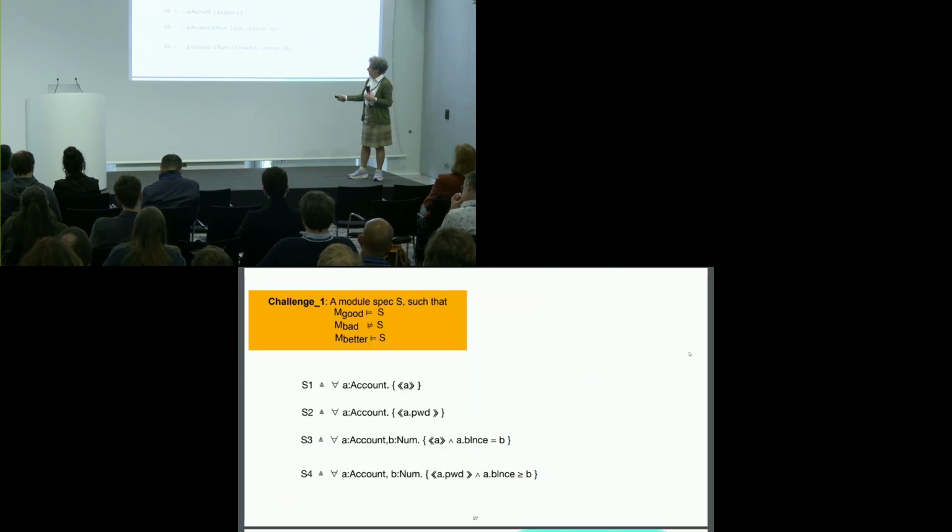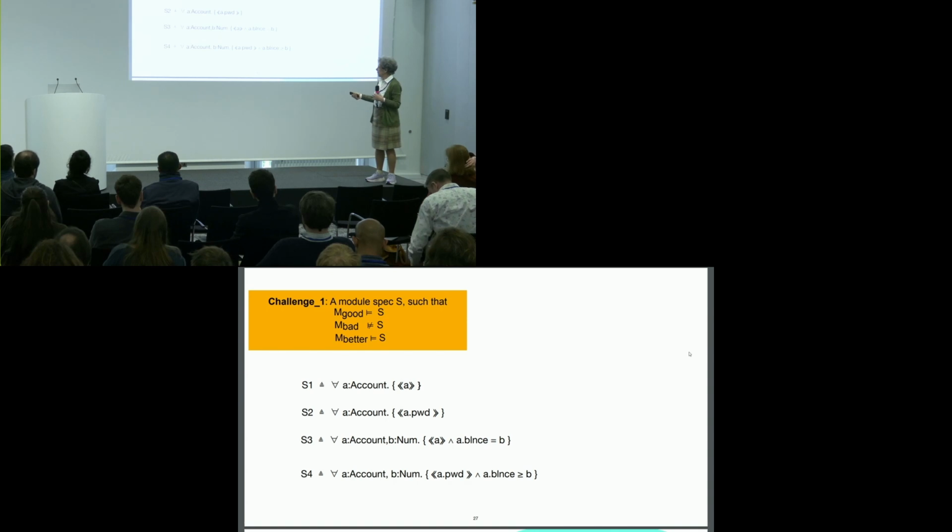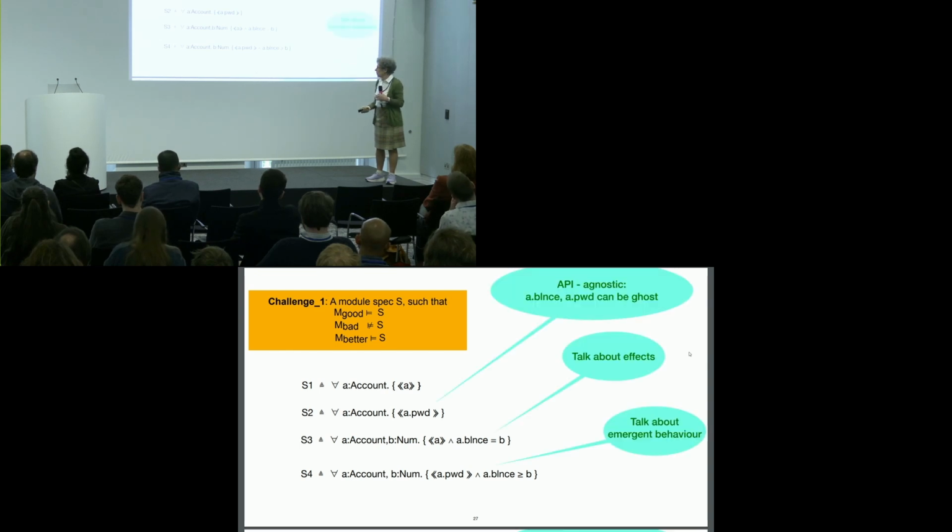And now I can give the 4 specifications of my module: if an account is protected, then it remains protected forever. If a password is protected, then it remains protected forever. If the account is protected, then the balance doesn't change. If the password is protected, then the balance only increases.